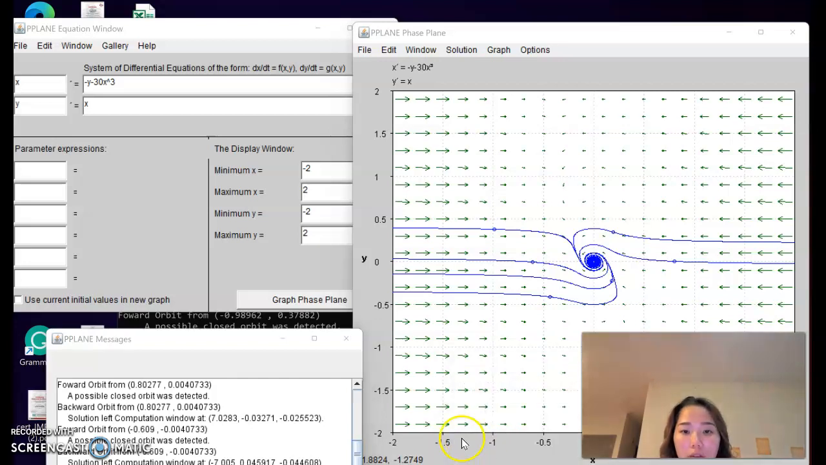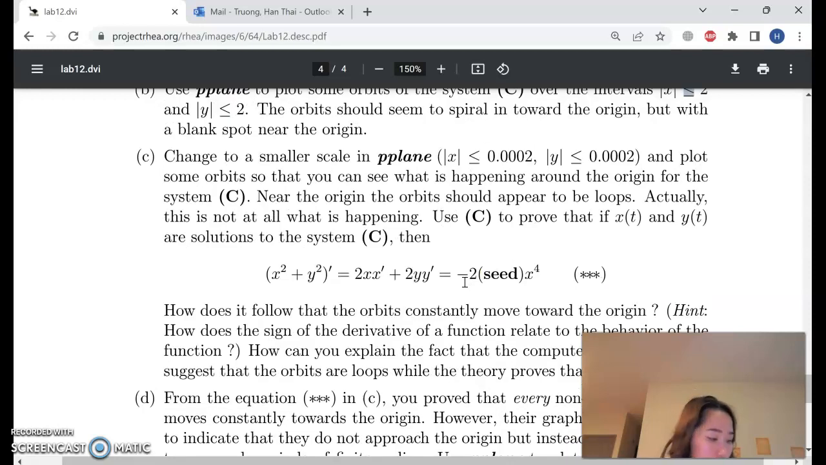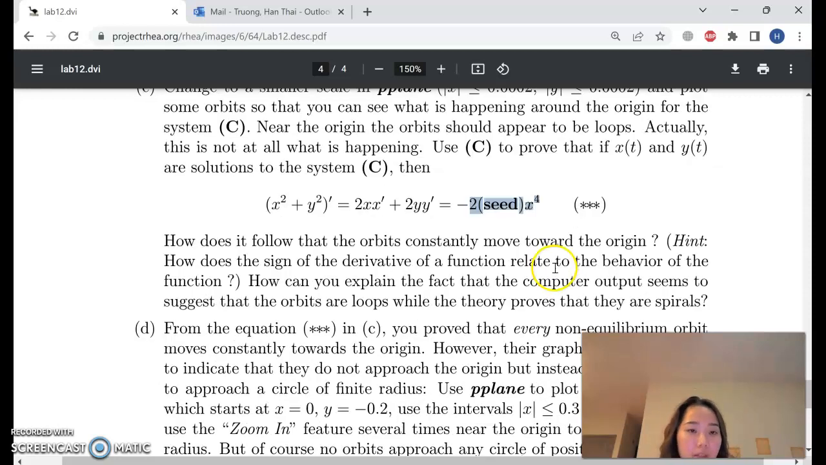For part C, change to a small window scale. So we're going to change this into a really small scale, and near the origin the orbit should appear to be a loop. Actually, this is not what is happening. And we're going to use C to prove that if x(t) and y(t) are solutions to C, then this is true. And our constant is 30.